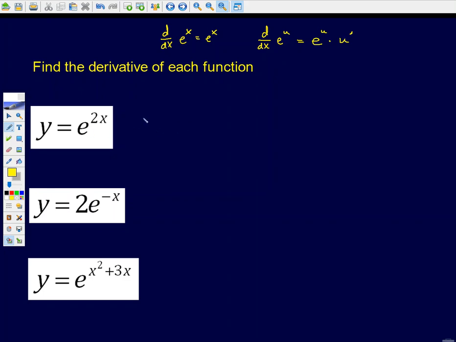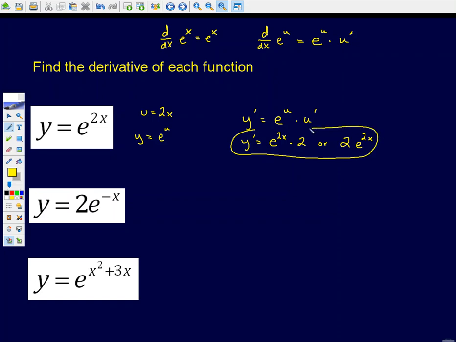So in the first one, I can let u be the expression 2x, and then the main function is y equals e to the u. So my derivative is e to the u, u prime. And I'll just fill it in. E to the u is e to the 2x. U prime is the derivative of 2x, which is 2. And if you prefer to write the 2 in the front of all of it, it's 2e to the 2x. Just like that. I'll work out the second one. Then I'd encourage you to pause the video and try the third one.